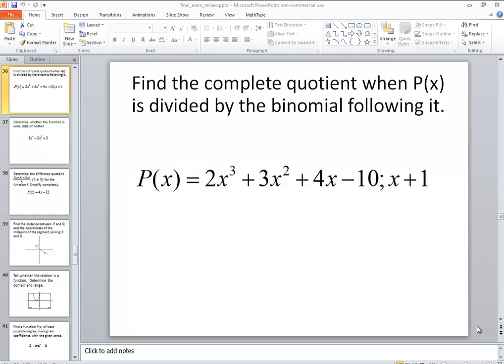In this problem, we want to find the complete quotient when p of x is divided by the binomial following it. And we're going to look at this two different ways. First, we're going to take a look at it with long division.